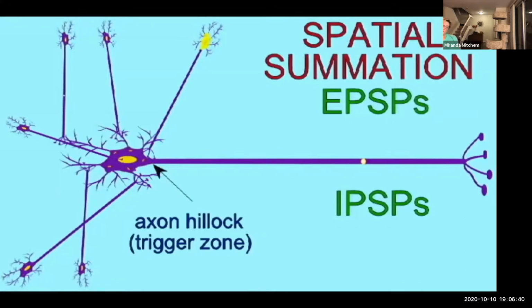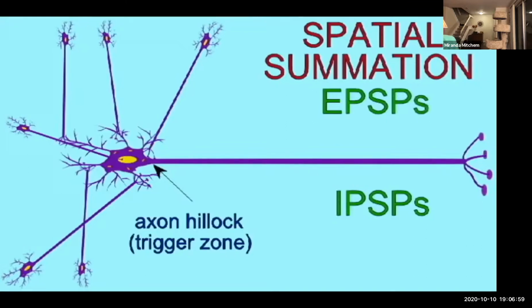And so therefore, if the cumulative effect of all of these other neurons added together, all of their EPSPs and IPSPs, depolarizes the axon hillock to threshold voltage, then the postsynaptic cell will generate an action potential.